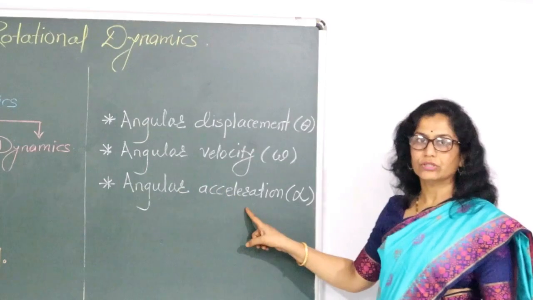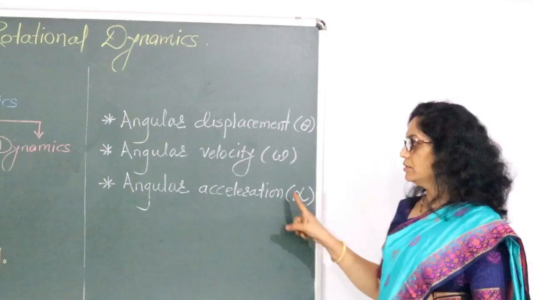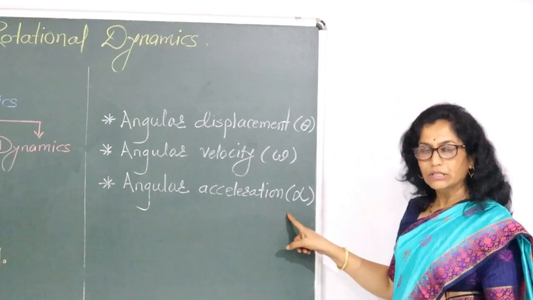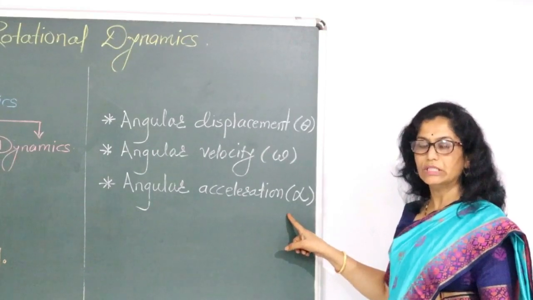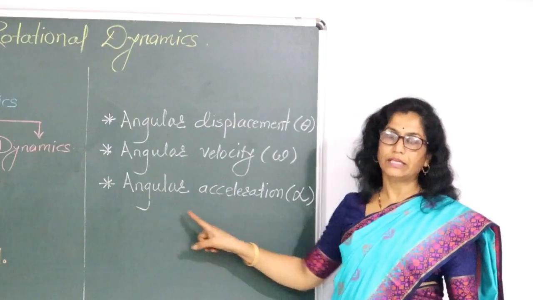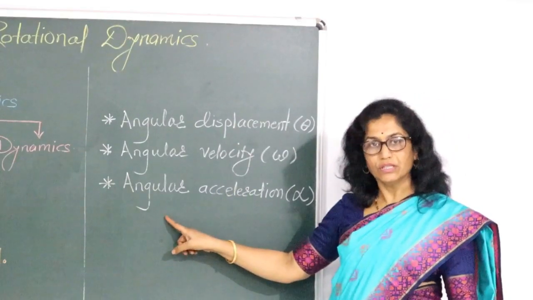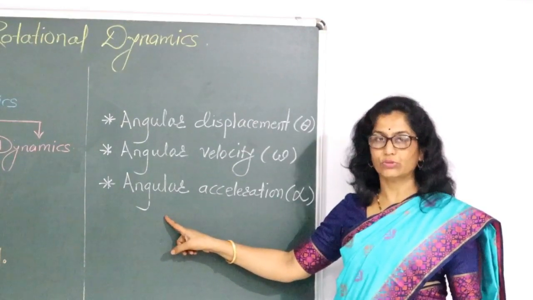Angular acceleration is denoted by the letter alpha. Angular acceleration is the rate of change of angular velocity with respect to time. Its SI unit is radian per second square and its dimension is M raised to 0, L raised to 0 and T raised to minus 2.